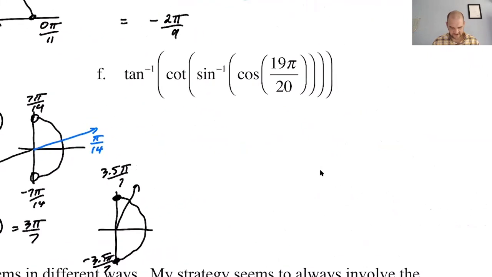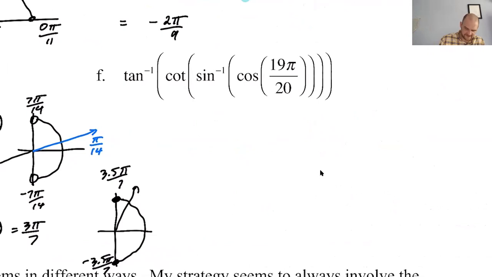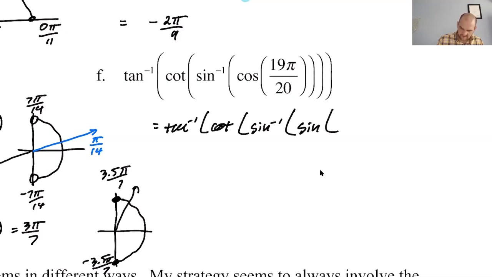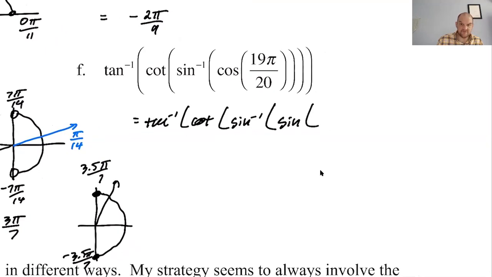Let's try the next one. Same idea, except this time I'll try to copy down the correct thing. So this will be the tan inverse of the cotan of the sine inverse of pi over 2 minus 19 pi.